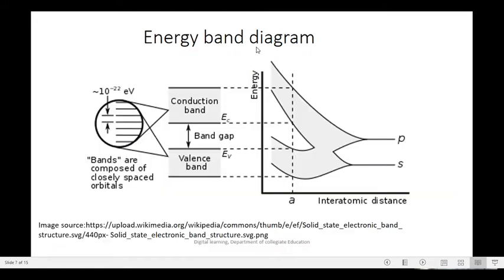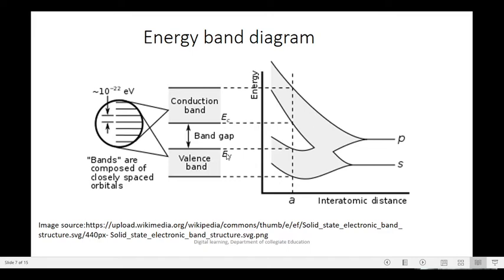So here is the energy band diagram. In an atom, these are the energy levels. Here there are a number of atoms, and many bands are formed. Bands are composed of closely spaced orbitals. Here the spacing between two energy levels is given by 10 power minus 22 electron volts. Here the formation of bands: conduction band, band gap and valence band.